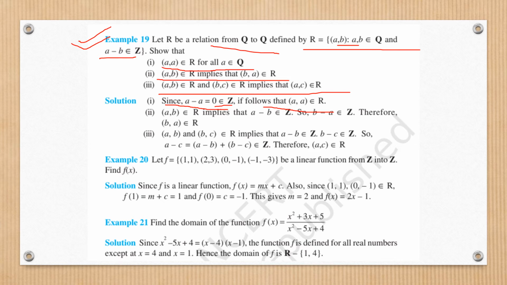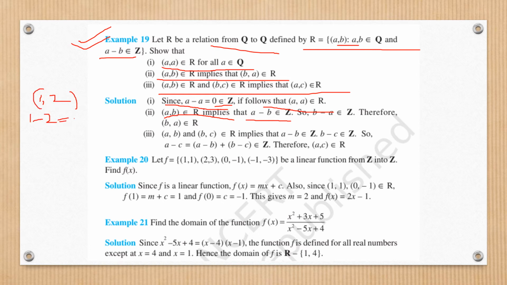(a, b) belongs to R implies (b, a) belongs to R. Now (a, b) belongs to R means a minus b is an integer. So now you can do it with an example. If I take a as 1, b as 2, then a minus b means 1 minus 2. What is it?